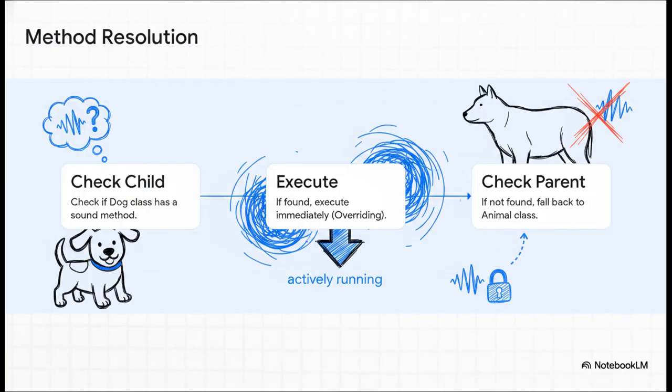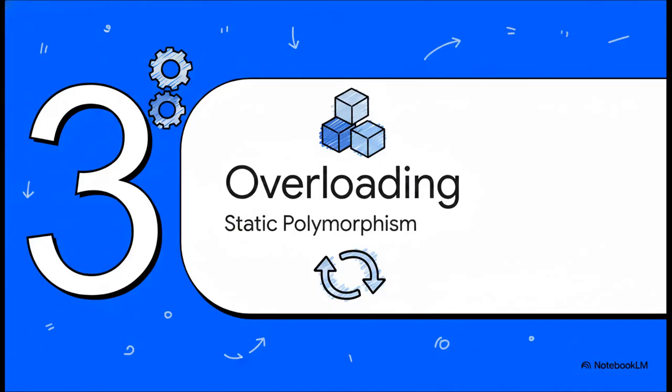Under the hood, it's actually really straightforward. When your code runs, the interpreter checks the dog class first. It says, hey, does this specific dog have its own sound method? If it does, boom, it executes it immediately. That's overriding. We call it dynamic because the computer is making this call while the program is actively running. Now, if the dog class didn't happen to have that method, only then would it fall back and ask the parent animal class.